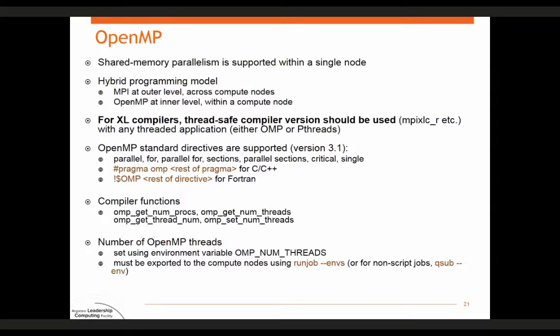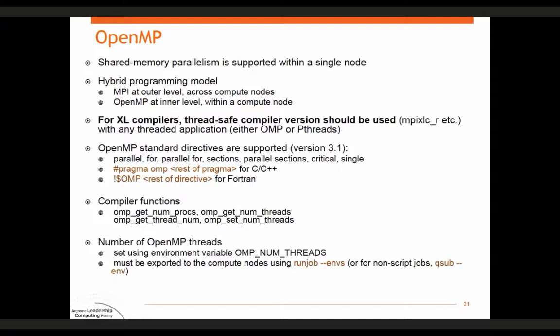Speaking of OpenMP, again, shared memory parallelism, more threading is supported within a single node. Most of our users have some form of hybrid programming model with MPI at the outer layer across the compute nodes, and OpenMP at the inner level within the compute node. Again, for the XL compilers, you should be using the thread-safe compiler version. That is to say, again, the _r. And that's true whether you're using OpenMP or pthreads or Threading Building Blocks or anything else.